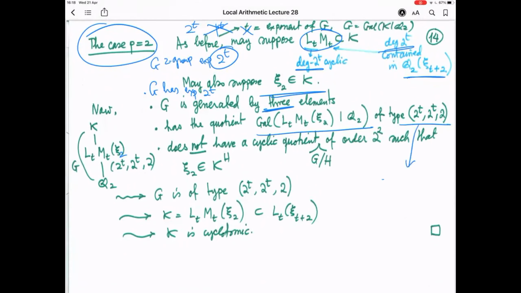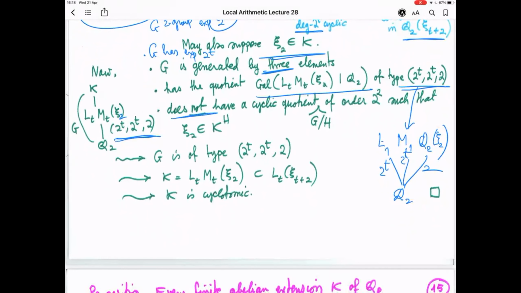Where does this come from? This is L1, M1, Q2, psi2. These are all cyclic extensions of Q2 of degree 2 to the t, 2 to the t, 2. And they are linearly disjoint, so that is an extension of type 2 to the t, 2 to the t, 2.